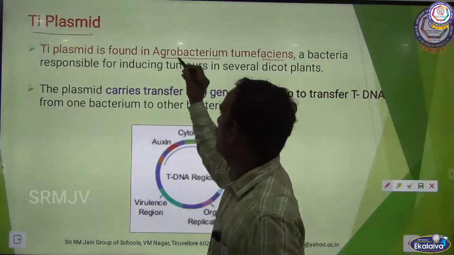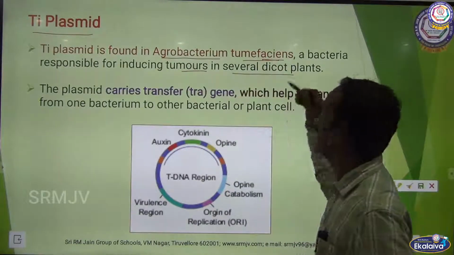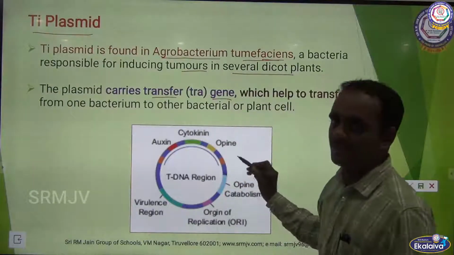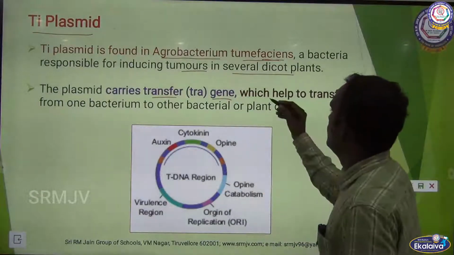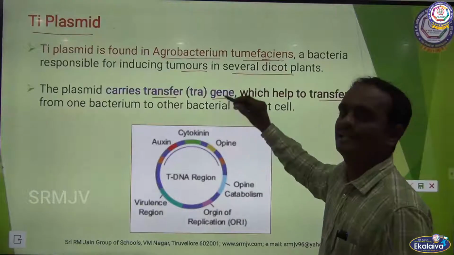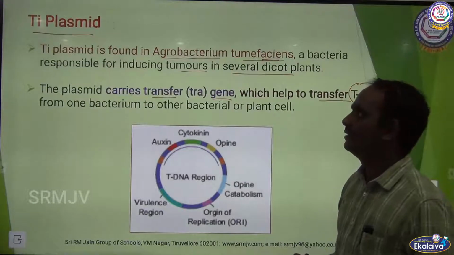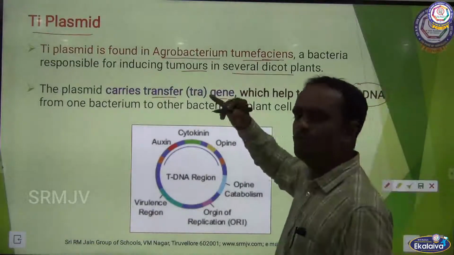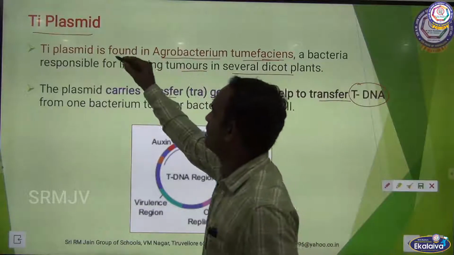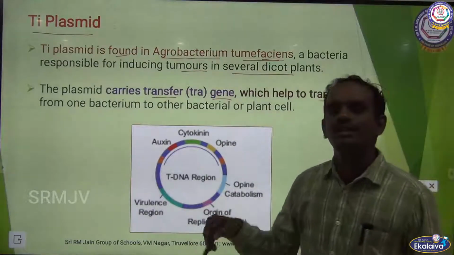The Ti plasmid is found in Agrobacterium tumefaciens, a bacterium responsible for inducing tumors in several dicot plants. This plasmid always carries a transfer gene, which helps to transfer T-DNA from one bacterium to another bacterial cell. Clear? See the picture here, the Ti plasmid. It is also called the tumor inducing plasmid in plants, Ti. It is present in Agrobacterium, a type of bacterium present in the soil. Clear?